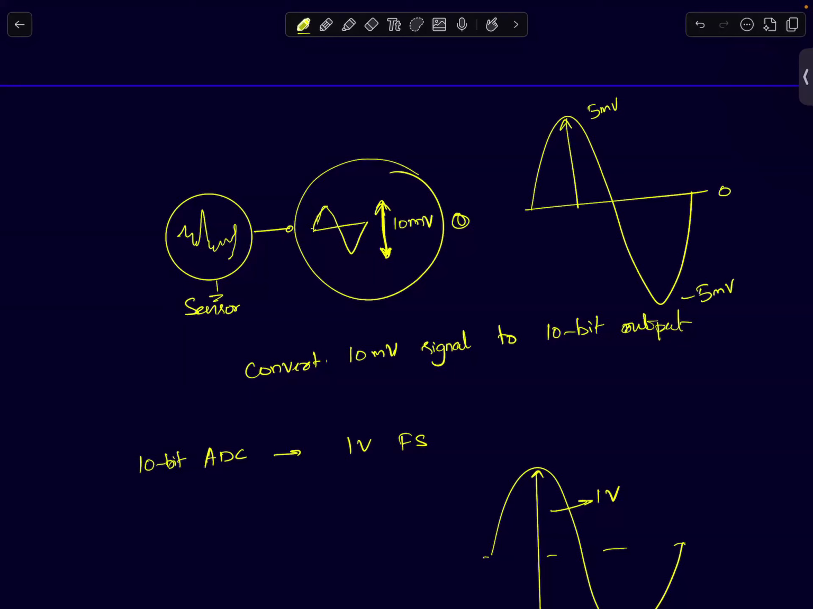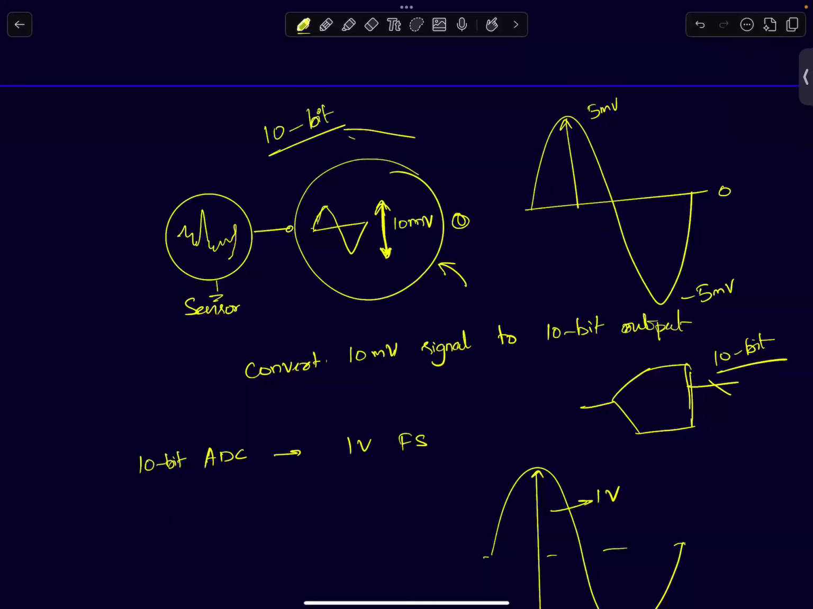Now that guy has an ADC with him. That ADC produces a 10-bit output. So he needs to convert this 10 millivolt signal into a 10-bit output. Since you guys have already done digital design, I'll explain some things right now. In case you have any doubts, you can just unmute and ask me what your doubt is. I'll explain it now. It's a very interesting thing.